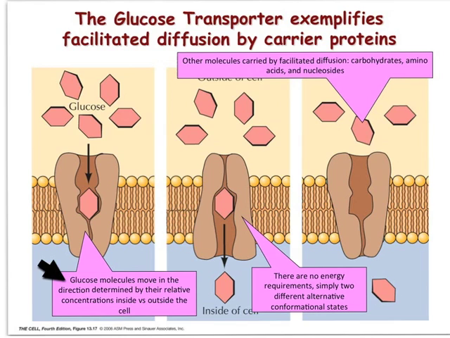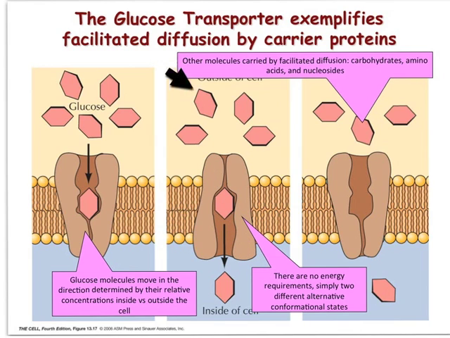Two important characteristics to keep in mind are the following. First, glucose molecules are moving in the direction determined by the relative concentration inside versus outside of the cell. Second, there are no energy requirements for the transport of glucose from the outside to the inside of the cell. Glucose is simply moving in favor of its concentration gradient.